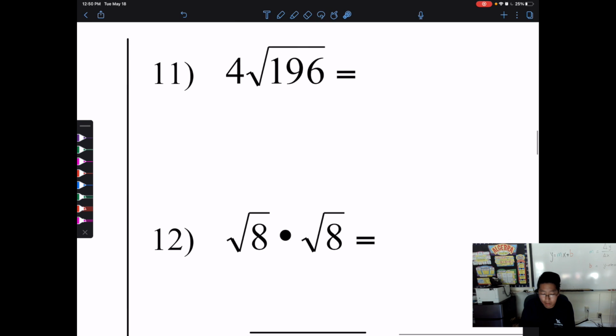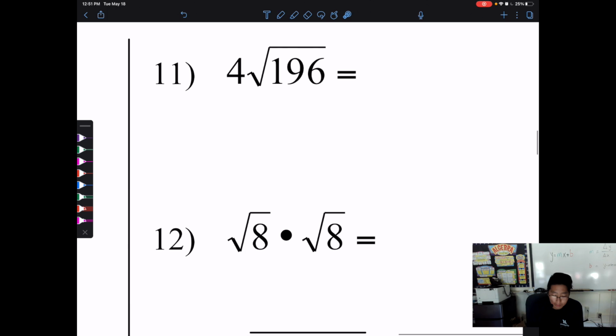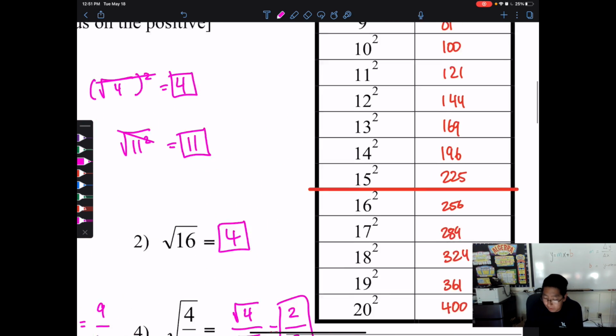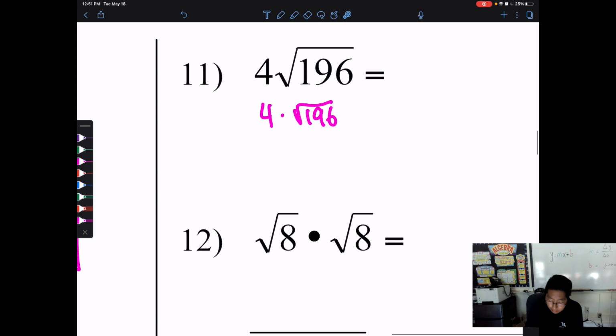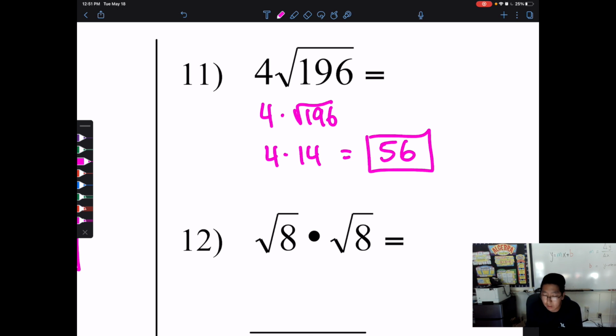Number 11. You're going to see problems like this in high school. Here you have 4 square root of 196. You can think of this as 4 times the square root of 196. And the square root of 196 is 14. If you don't believe me, I memorized these. 196 is 14 squared, so the base is 14. 4 times 14 equals 56. That's our answer.